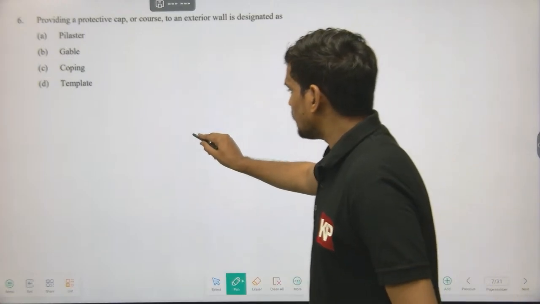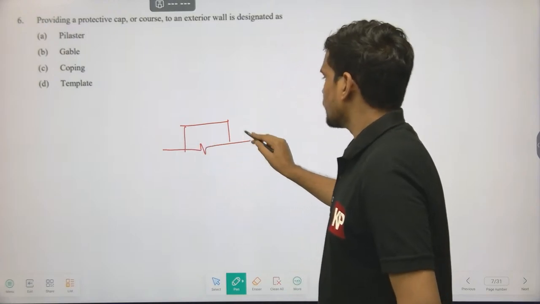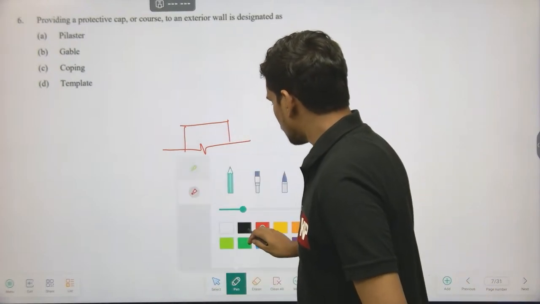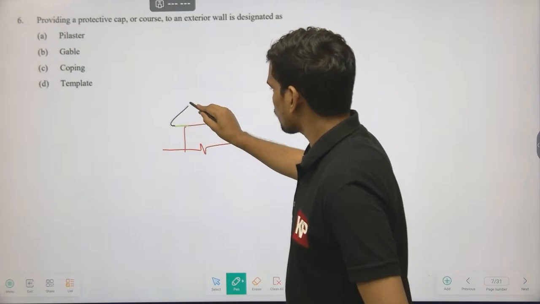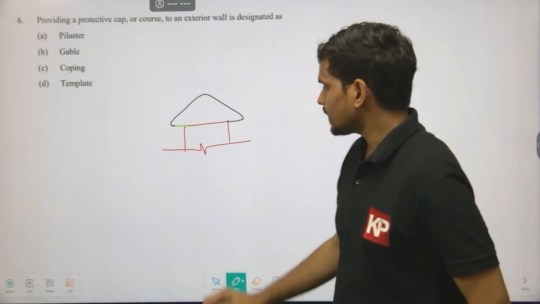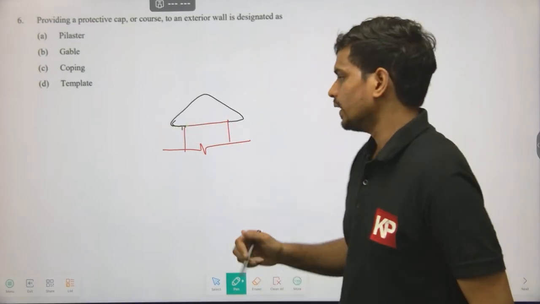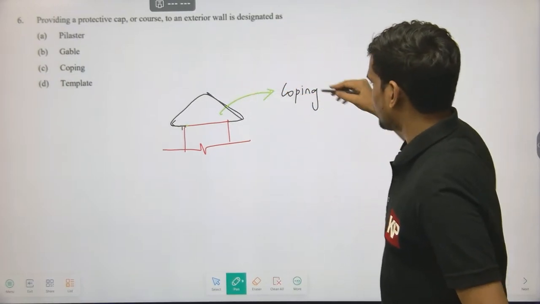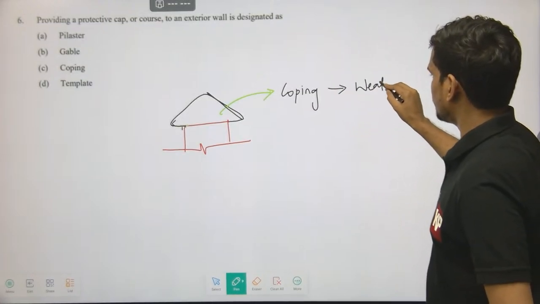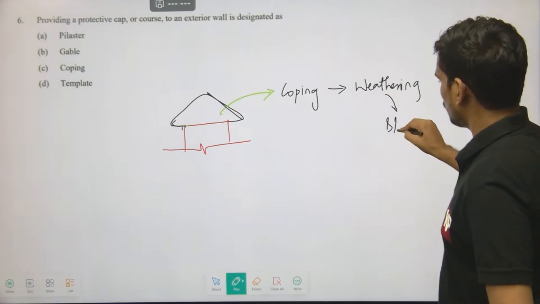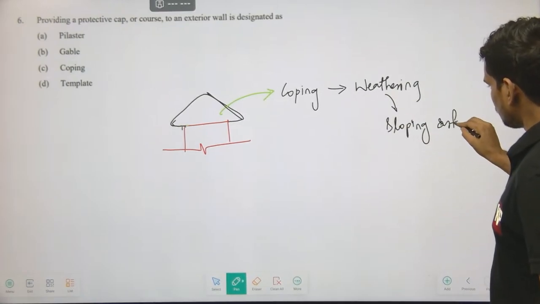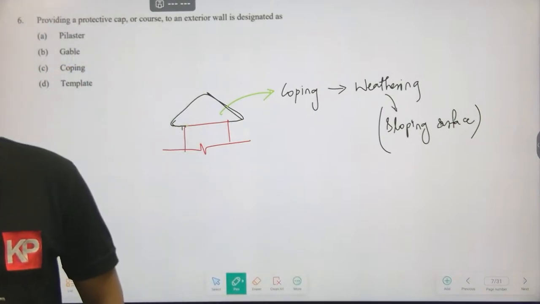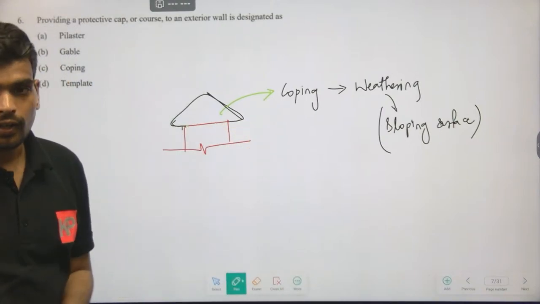In compound walls or in parapet walls particularly, a weathering surface is provided. Weathering in architecture is any sloping surface. Generally a sloping surface is provided on the top of compound walls, and this element is called coping. So there are two terms here, weathering and coping. The element on the top is called coping. Coping has a sloping surface, and the sloping surface of the coping is called weathering. In architecture, weathering is basically a sloping surface to drain the rainwater. If someone asks you for an example of weathering, you can say that coping stone is an example of a weathering surface in architecture.